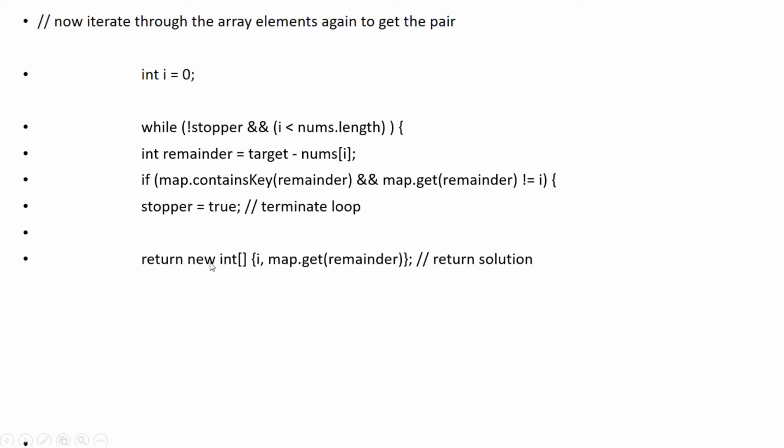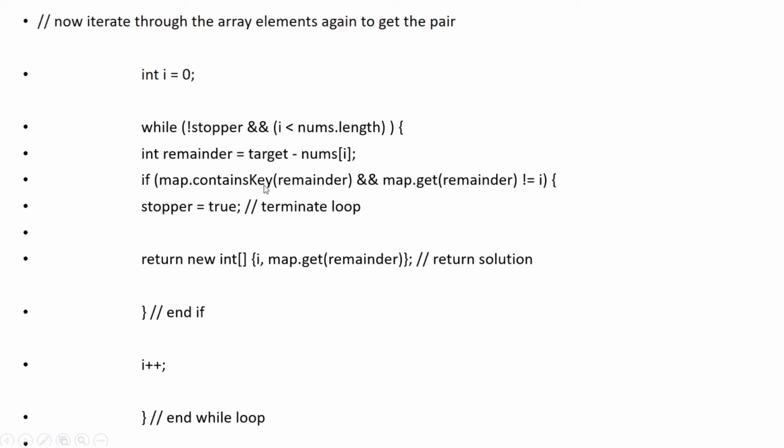This is how to create a new array of integers in Java: a new int array, then we take the current index, the current value of i, and then map.get(remainder). We get the index from our hash map, which we have compared is not the same, so that i will not be the same as the result of map.get(remainder). That's just the simple thing there. If that is the case, we return the solution.